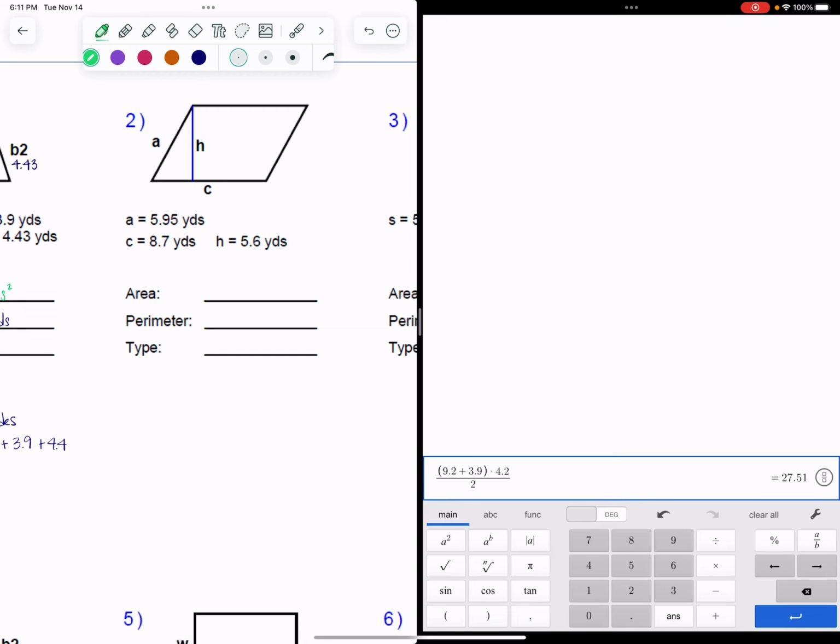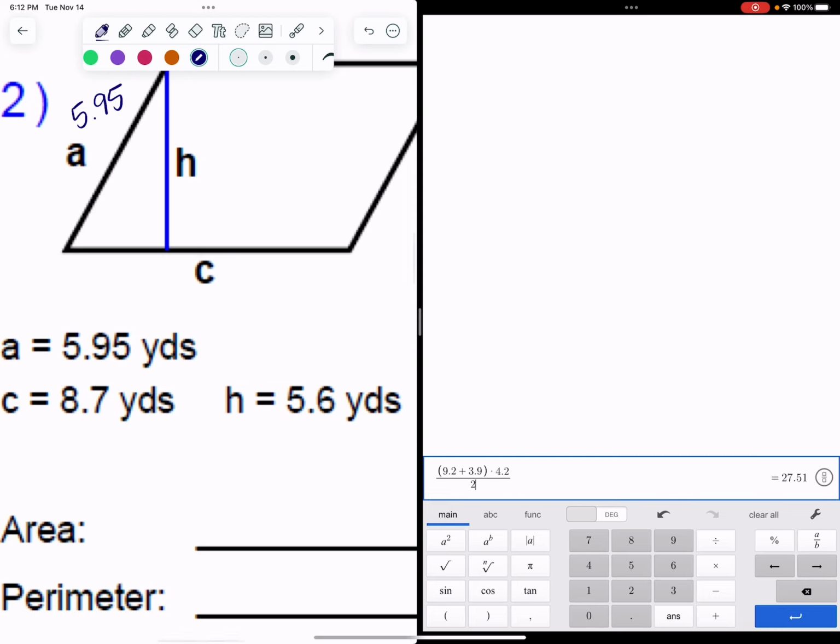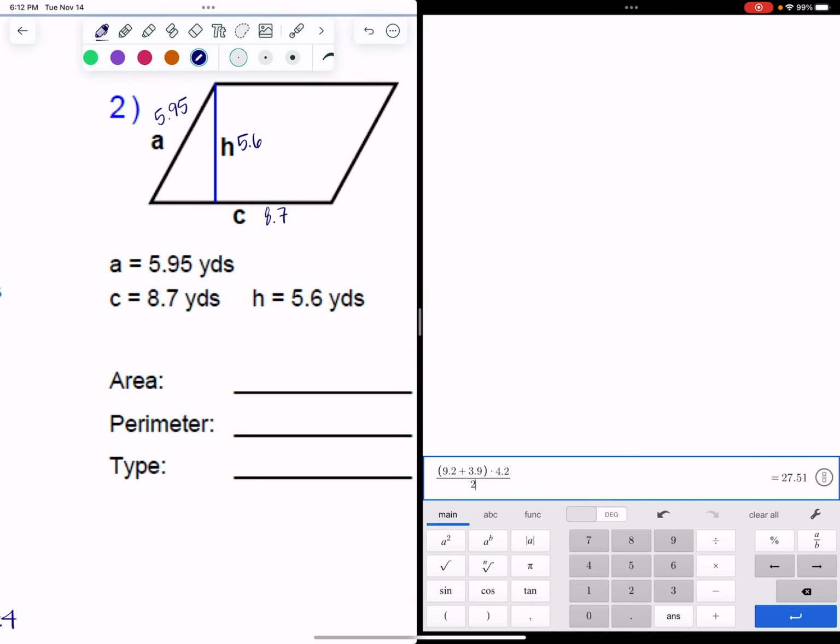So here's a parallelogram. We are going to do exactly the same thing. We are going to label all of the pieces on the picture first. So this side is 5.95. The base was 8.7. The height is 5.6. Now, if you get this one wrong, I know exactly why. You are going to use the 5.95 as the height instead of 5.6. Don't do that.